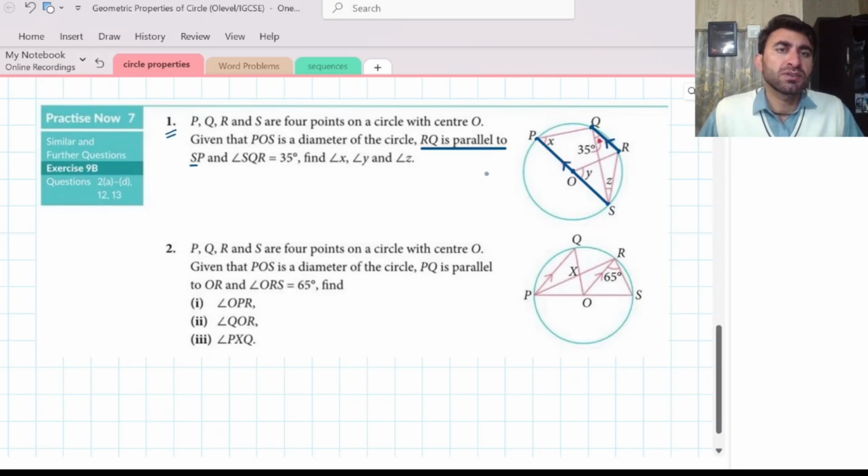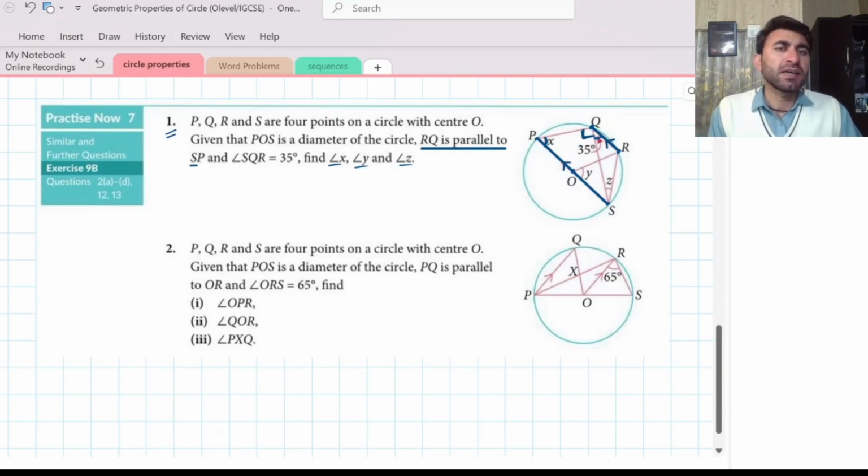Angle SQR is equal to 35 degrees. It is mentioned over here in the diagram that this angle is 35 degrees. We have to find angle X, angle Y and angle Z. So first, locate the angle X, which is over here, and this is the angle made with the diameter PS. As PS is the diameter, the angle at position Q, the angle PQS, will be a right angle, because that is the angle in a semicircle. So angle PQS is a right angle, 90 degrees.